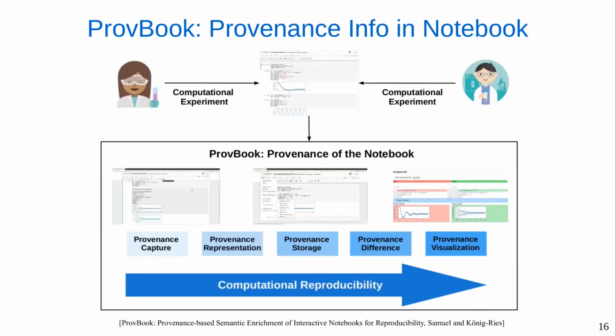In this talk, I would like to present Provebook, which serves not only Anna and Bob, but all users of computational notebooks, including Jupyter notebooks, to repeat and reproduce computational experiments performed in Jupyter notebooks with the help of provenance. It is a novel solution for supporting computational reproducibility through Jupyter notebooks. It provides the key components to capture, represent, store, compare, and visualize the provenance for computational reproducibility.